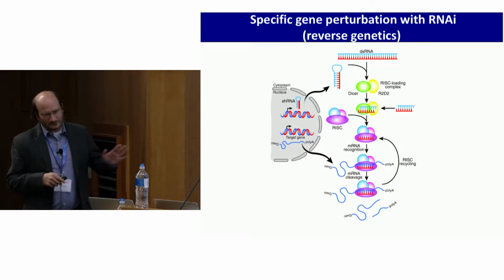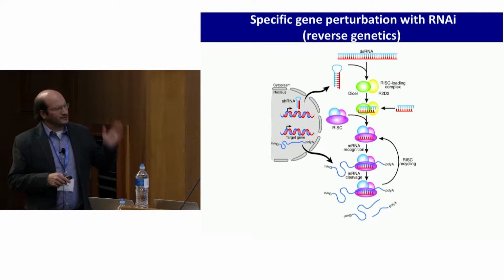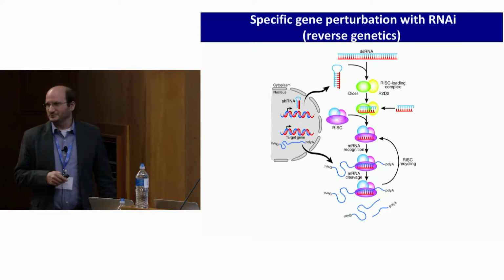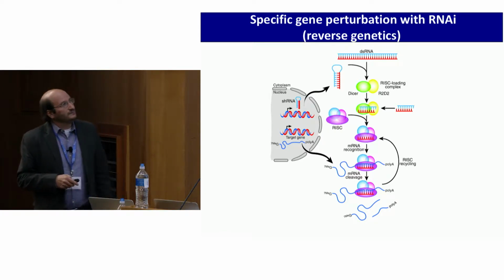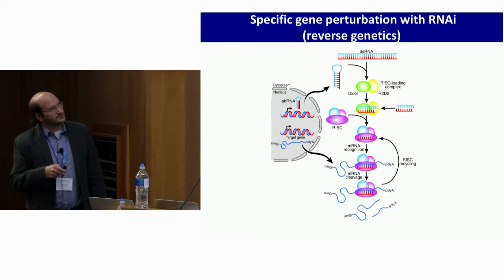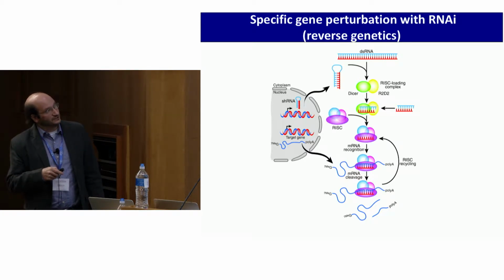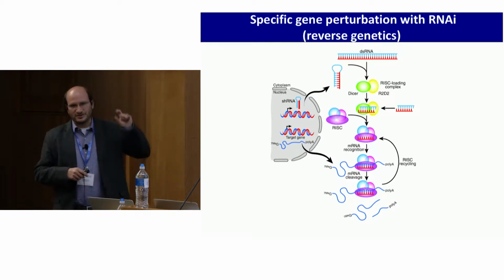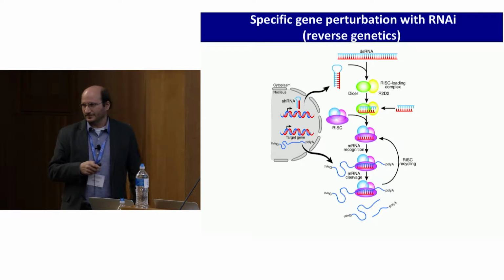This has been used for quite a long time, and still actually has some uses, as I'll describe to you. But the key idea here is that you're introducing, whether by a chemically synthesized double-stranded short RNA molecule or a virally encoded hairpin, that in the end gives you that same product, a double-stranded RNA that causes degradation of its target.